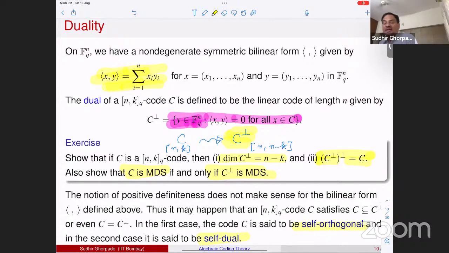These are also interesting classes of codes, self-orthogonal and self-dual.